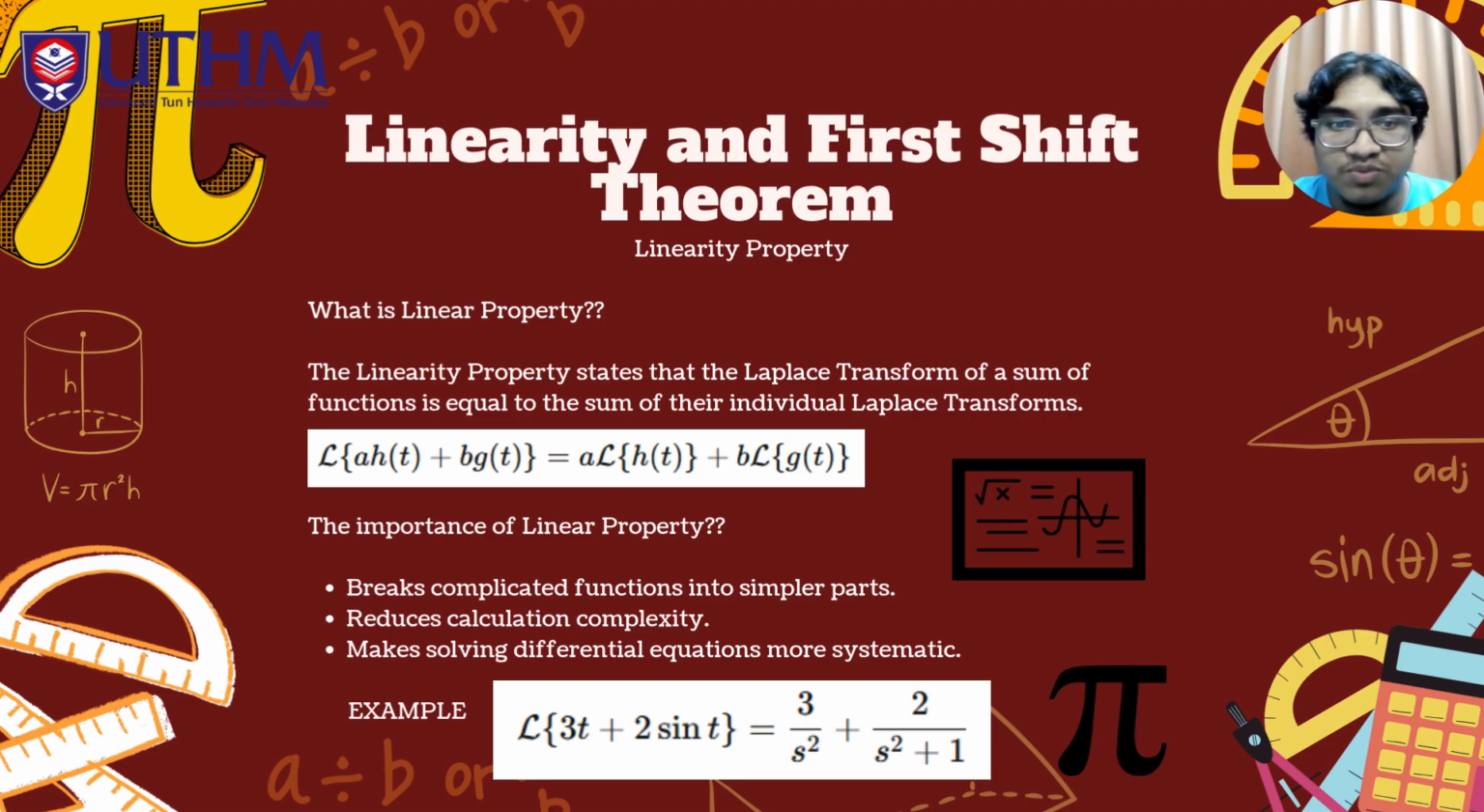Using the linearity property, we can write the Laplace transform of 3t plus 2 sine t equals 3 times the Laplace transform of t plus 2 times the Laplace transform of sine t. After substituting the Laplace transform formulas, we obtain 3 over s squared plus 2 over s squared plus 1. This property makes calculation easier and helps us solve differential equations in a more systematic way.